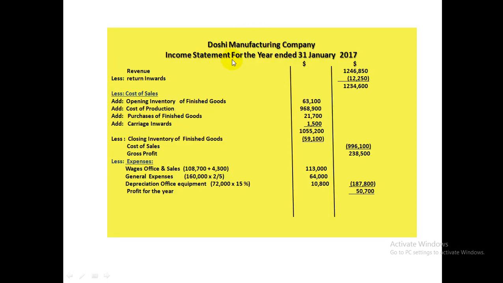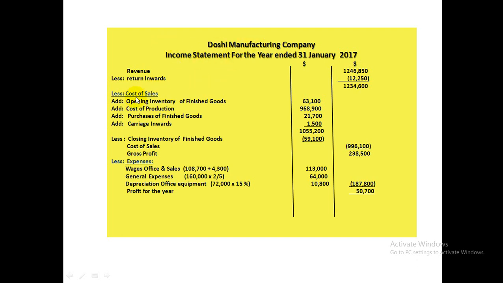Requirement 2. Income statement for Doshi Manufacturing. Revenues as given in the question. We'll subtract return inwards, that means the sales return. This is sales revenue. Subtracting sales return will give us net sales. We have to subtract cost of sales from this.